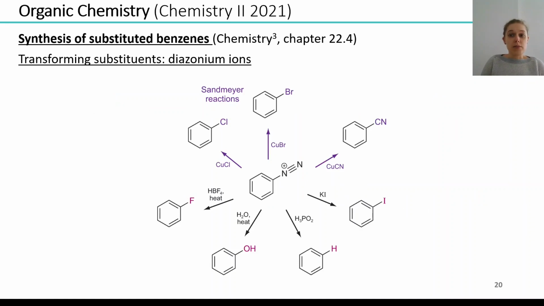So here you can see the wide range of substituents which can be introduced based on the reaction of an aryl diazonium ion. If we start here, you can see 3 reactions with copper(I) salts, and these reactions are called Sandmeyer reactions. Here it is postulated that the reactions involve an aryl radical intermediate rather than an aryl cation. And besides these Sandmeyer reactions, we have other reactions in order to form substituted benzenes.